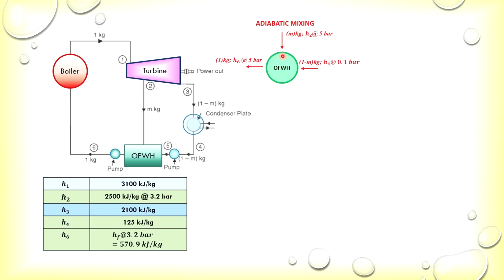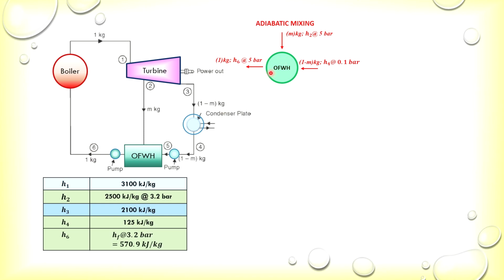For the adiabatic mixing process in the open feed water heater, we have two inlets and one outlet. The first inlet is from state point 2, where a certain amount of steam is extracted from the turbine, with mass m kg and enthalpy H2, which equals 2500 kilojoules per kg. The second inlet is at 0.1 bar with enthalpy H4 and a mass of 1 minus m. Then the outlet, before it reaches the boiler, has enthalpy H6.